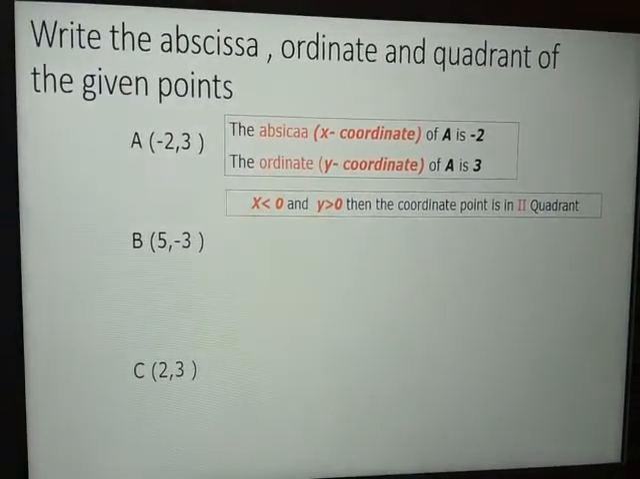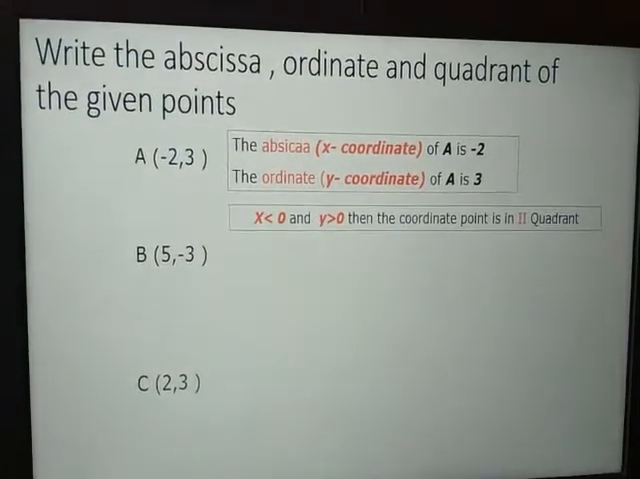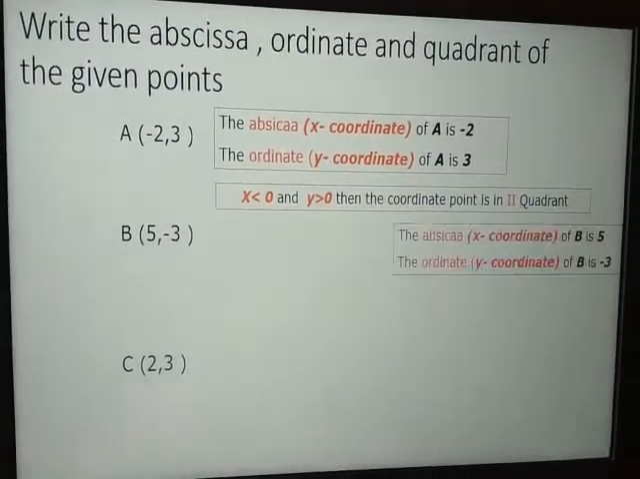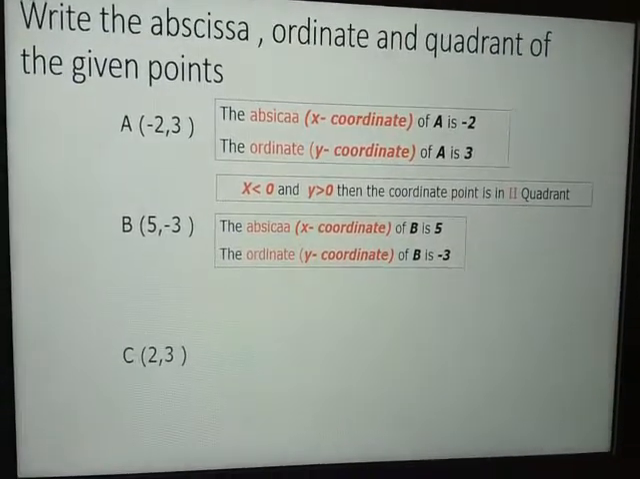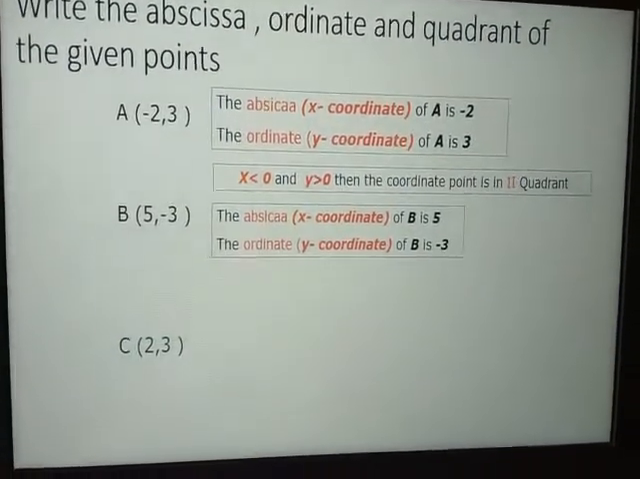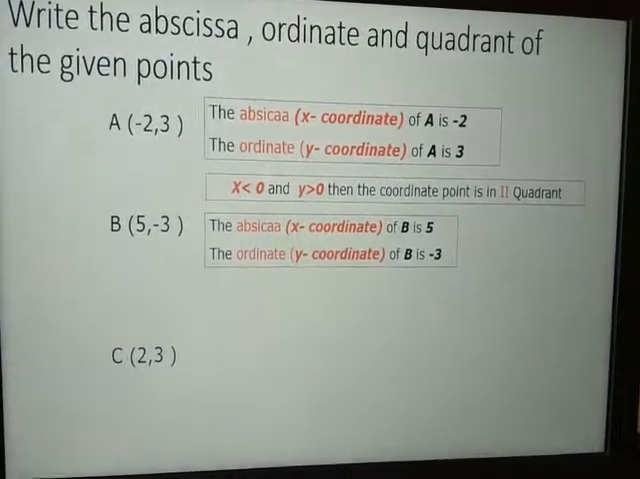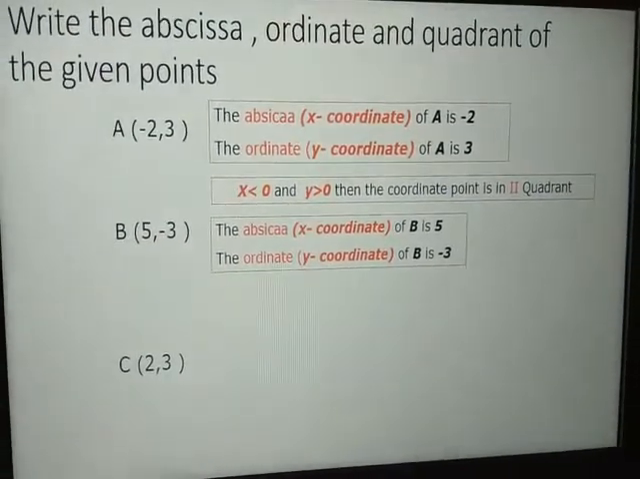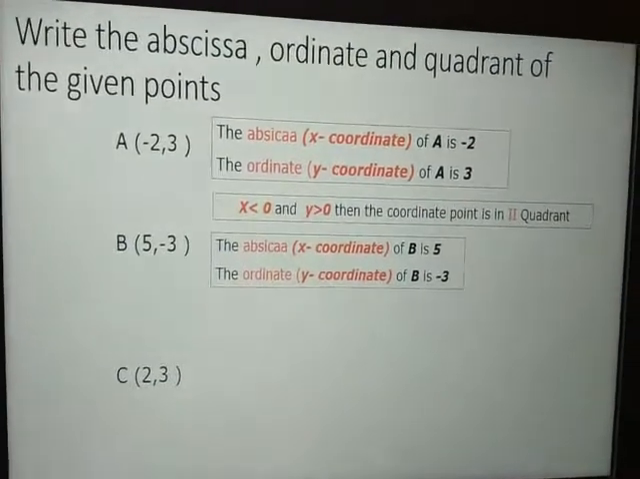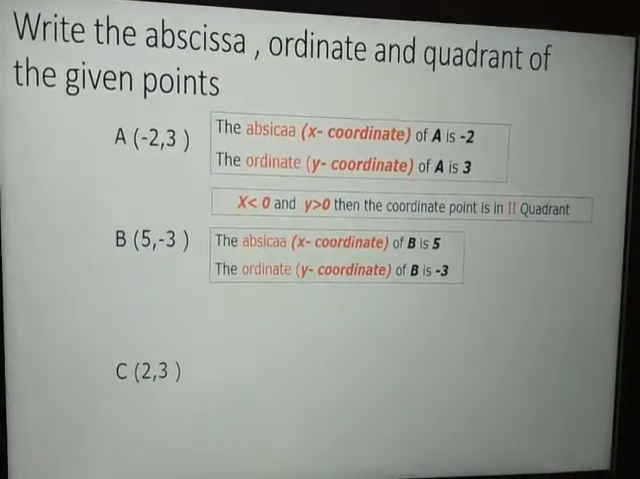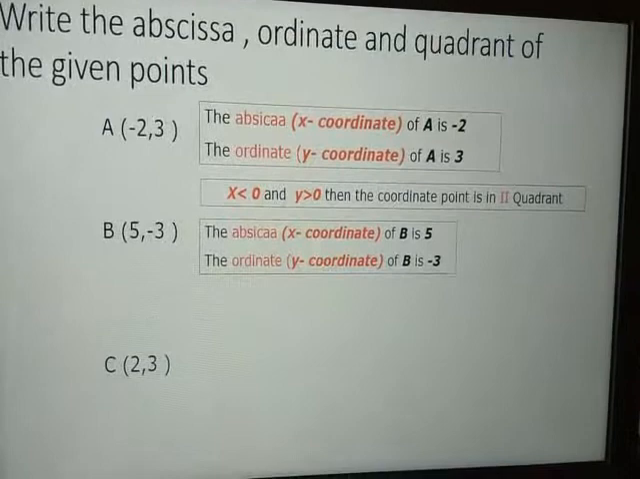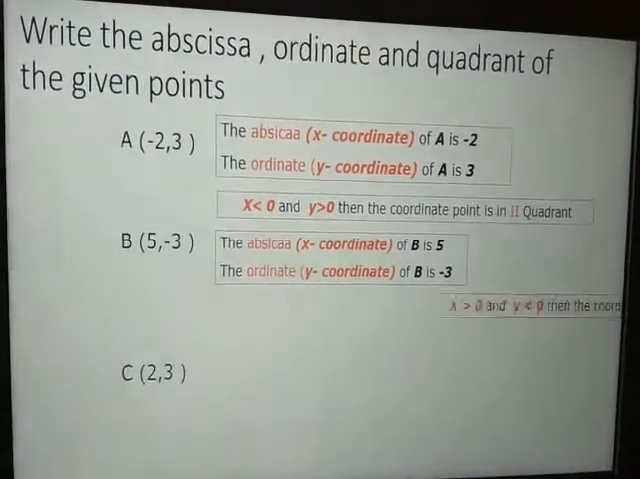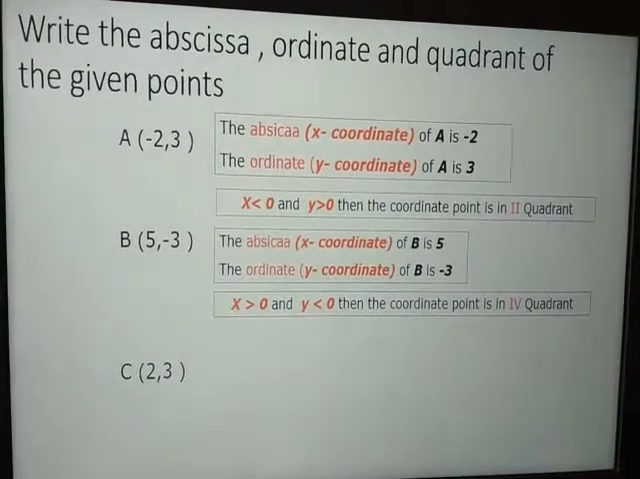And next, the point is (5, -3). Here the abscissa is 5 and the ordinate is -3. If we observe here, the abscissa, that is the x coordinate, is greater than 0 and the y coordinate is less than 0. If x is greater than 0 and y is less than 0, then to which quadrant does it belong? It belongs to the fourth quadrant.